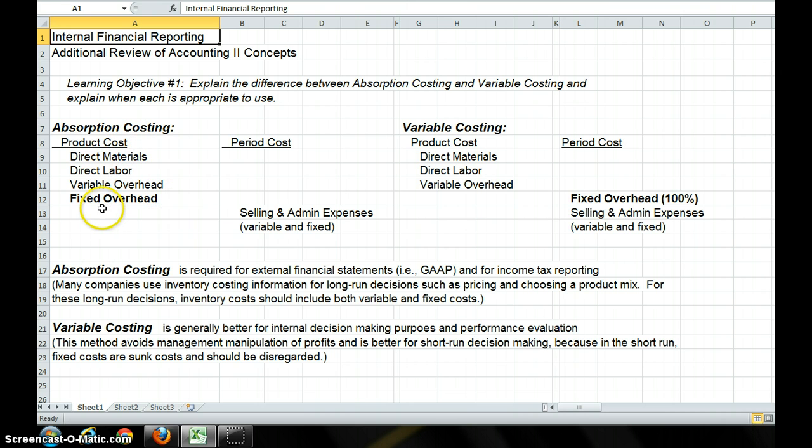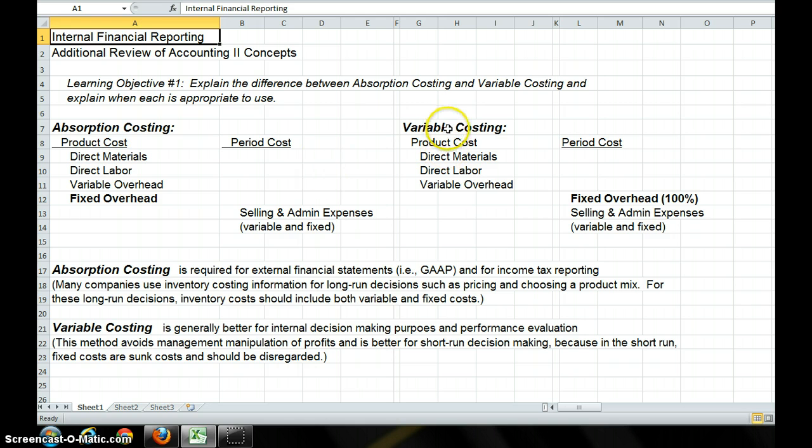A portion of the light bill, the heat bill, the property taxes, supervisory salaries, insurance, any of those fixed type of costs that happen at the factory are required under generally accepted accounting principles to be part of product costs. Period costs are anything that happen at the store above and beyond cost of goods sold, and anything that happens at the office in the general administrative area. So that's how we divide up the cost between product and period under absorption costing.